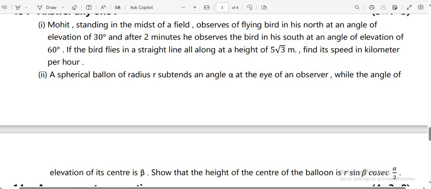Question number 2. A spherical balloon of radius r subtends an angle alpha at the eye of an observer, while the angle of elevation of its center is beta. Show that the height of the center of the balloon is r sin beta cosec alpha by 2.